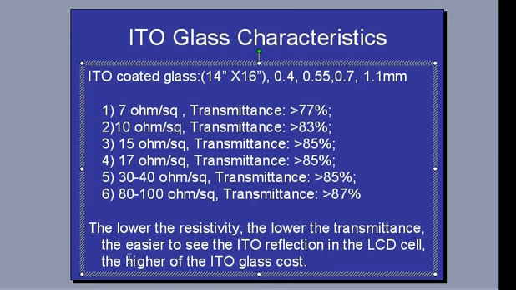And also, we see that the lower the resistivity, the lower the transmittance, and the easier it is to see the ITO reflection in the LCD cell. That will be ugly. When there is no power on the LCD, we can still see the segments of the LCD, so that is not good looking, and it also raises the ITO glass cost.